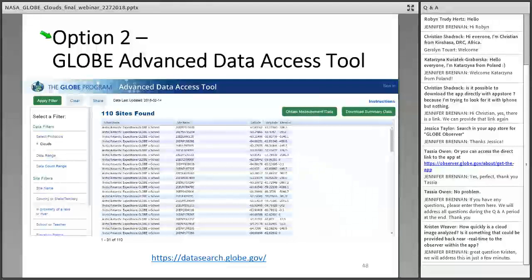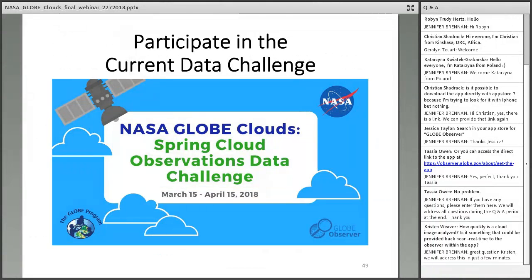The second option, the Advanced Data Access Tool, is a great way to download the data. You have options here, it's not shown, but you have options to choose your latitude and longitude of a particular location for a particular protocol or observation type, and then you can easily download all this data available.